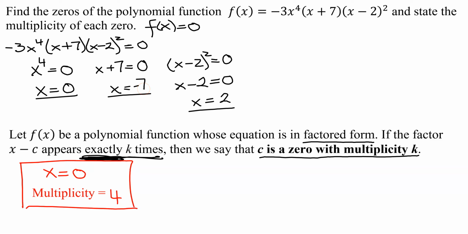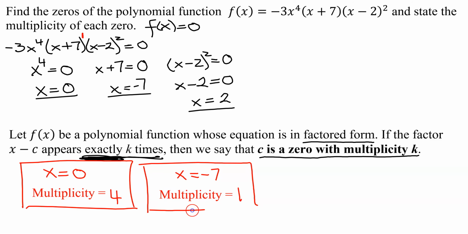My next zero was x equals negative 7. It came from the factor x plus 7. And how many times did x plus 7, the factor, occur in my polynomial? Well, remember, there's a little invisible 1 on that x plus 7 that we're too efficient to write. So x plus 7 just occurred 1 time in my polynomial, so the multiplicity of x equals negative 7 was 1.